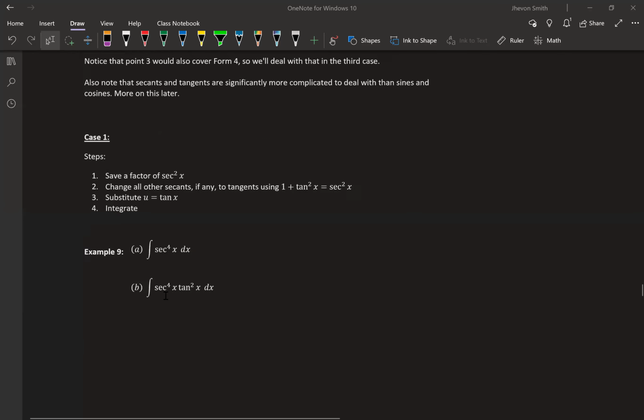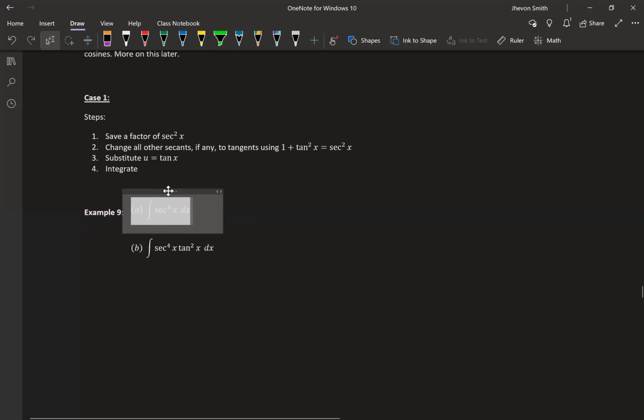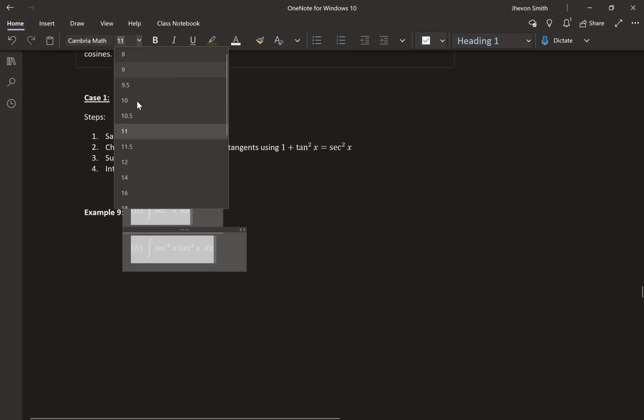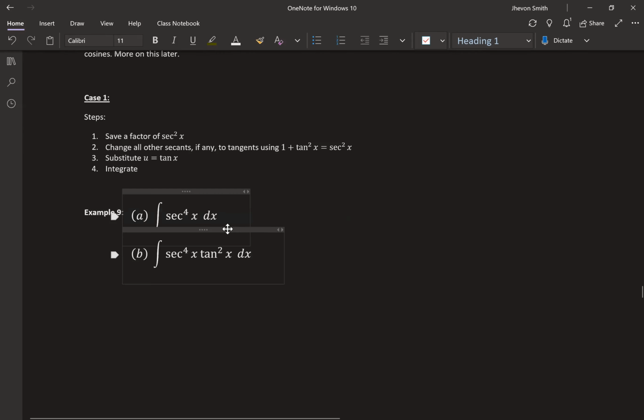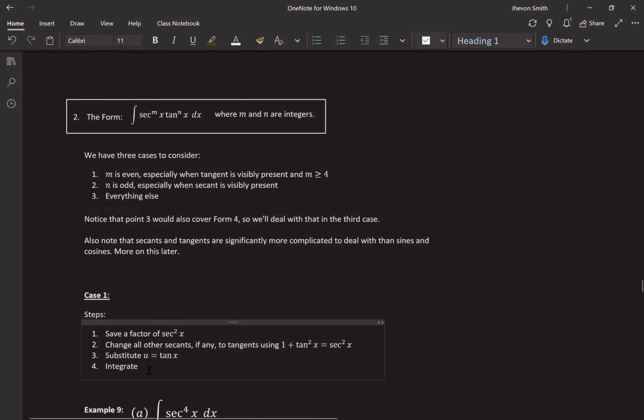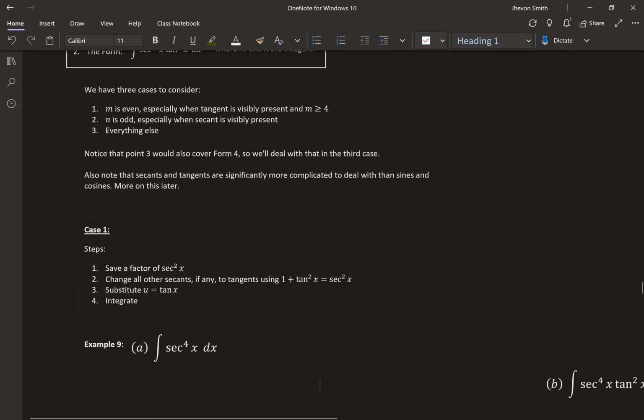Okay, so now we're going to look at products of secants and tangents. Let's move this to the side. We'll come back to that. But here's one scenario. The power of secant is even. This is particularly useful when the power is greater than or equal to 4.